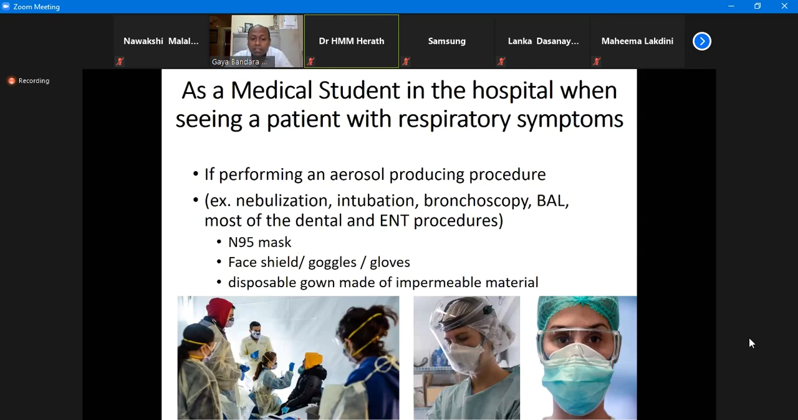Then you have to wear either a face shield or goggles to prevent splashes onto your face and eyes, and a pair of gloves to protect your hands. And also a disposable gown made of impermeable material over your lab coat. Soon after the procedure, make sure to get rid of all this PPE immediately and wash your hands. And when you are wearing as well as removing this PPE, adhere to the correct protocol that will minimize self-contamination.